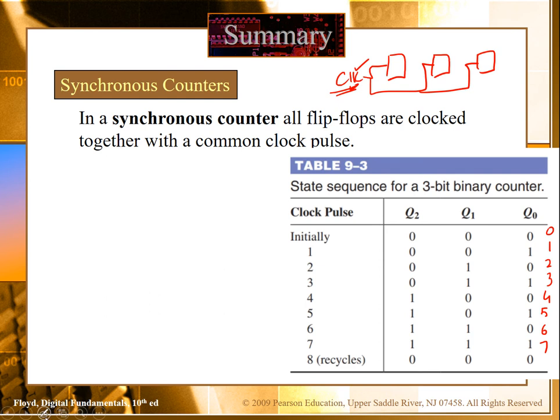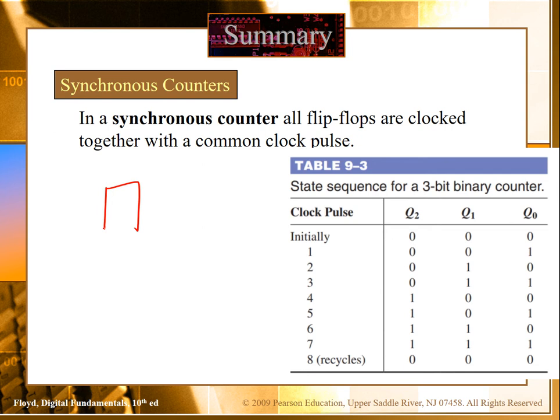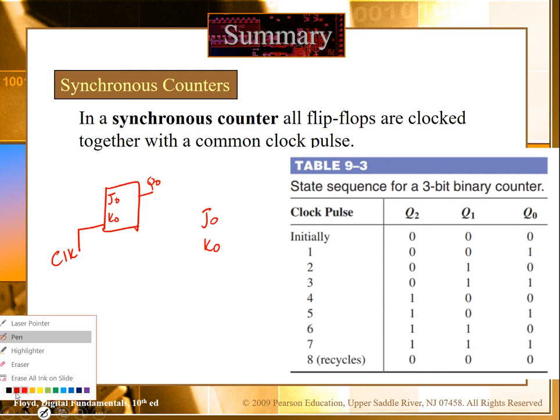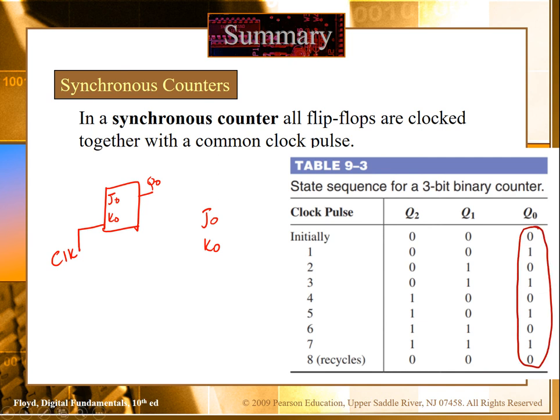Now to make the synchronous counter, for example, if this is your first flip-flop with J0 K0, output Q0, operating with a clock signal, you have to design what the inputs J0 and K0 should be, so that for the complete cycle you will get this desired output. That is our target: what should the inputs be so that you get these outputs.